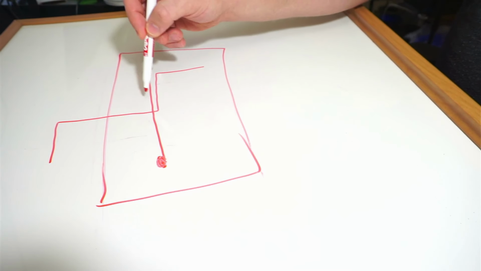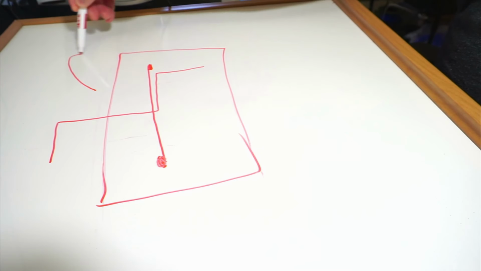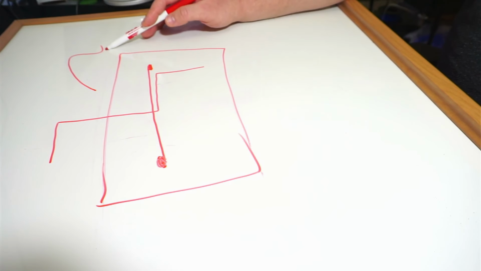Next, you want to get the piece that is shaped like that. It's going to be copper in color and hard. It's not the spring piece.